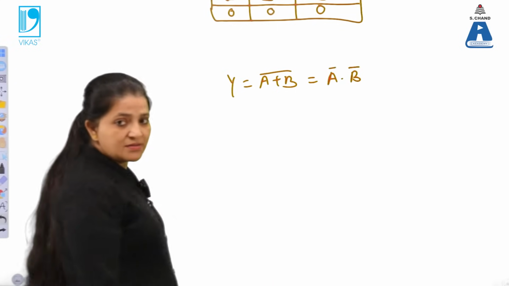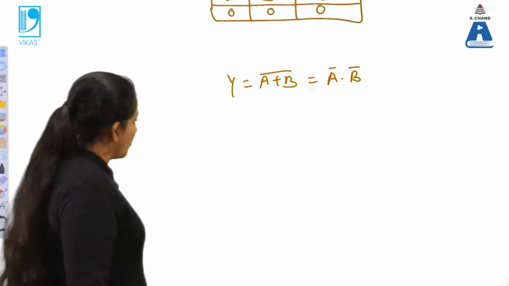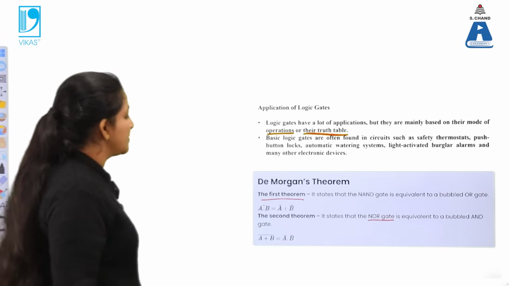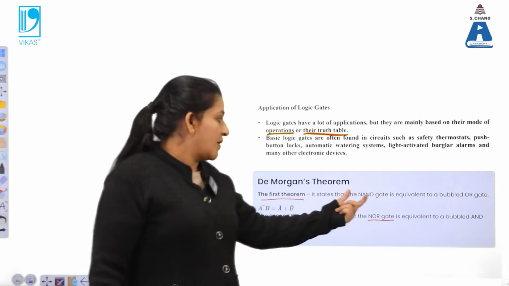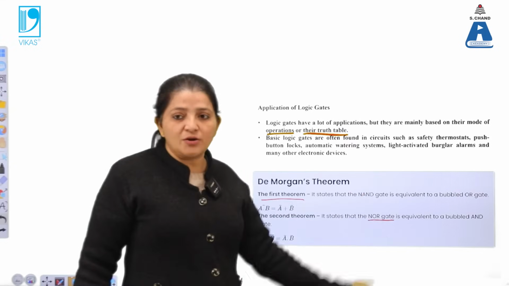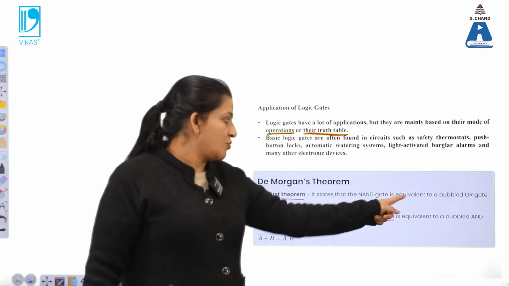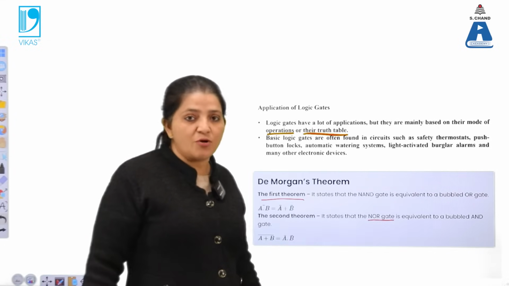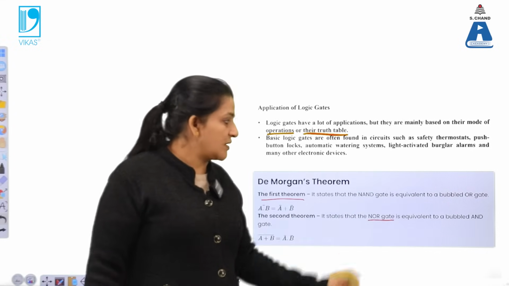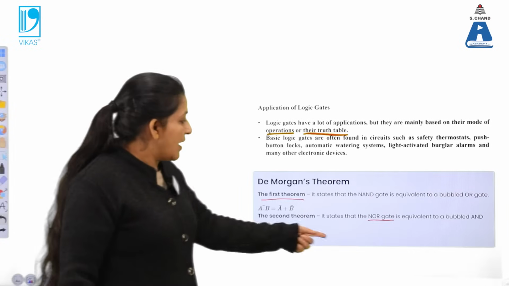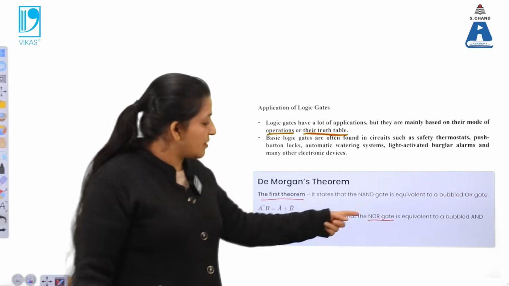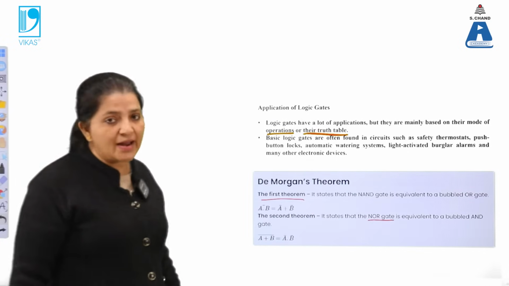So this is known as the second De Morgan theorem. According to that, the De Morgan theorem is that... the first theorem is what? That means a NAND gate is equivalent to a bubbled OR gate, because in both cases we are getting the same output value. So that's why a NAND gate is equivalent to a bubbled OR gate. And the second theorem is that a NOR gate is equivalent to a bubbled AND gate.